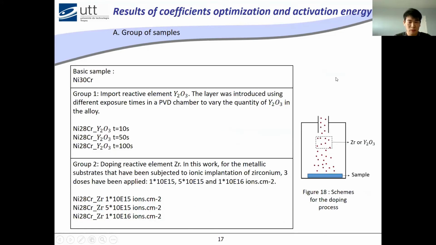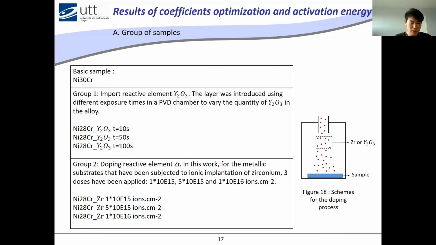For the samples, we have several groups. The basic sample is nickel-28 chrome. The first group is doping with the reactive element yttria. The layer was introduced using different exposure times in a PVD chamber to vary the quantity of yttria in the alloy. The exposure times are 10 seconds, 50 seconds, and 100 seconds.